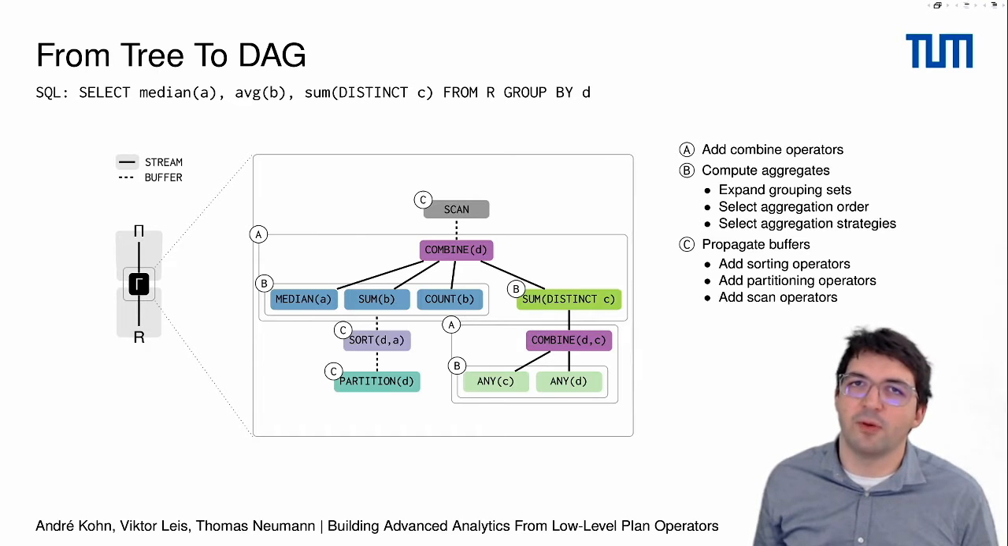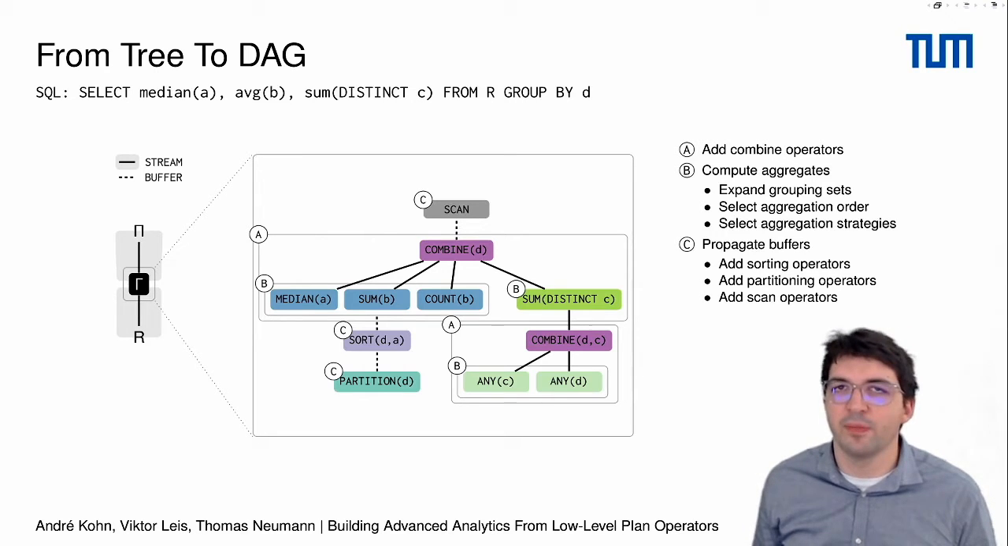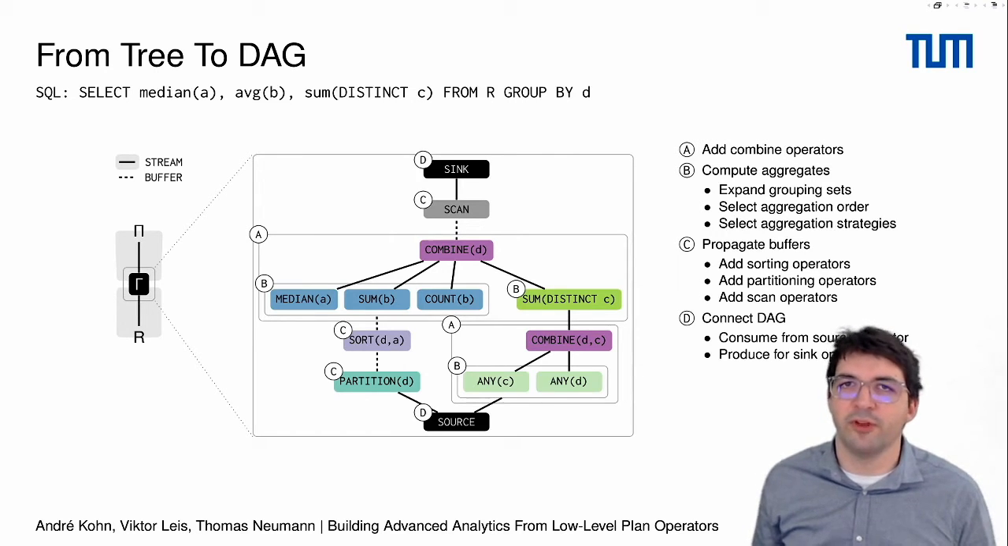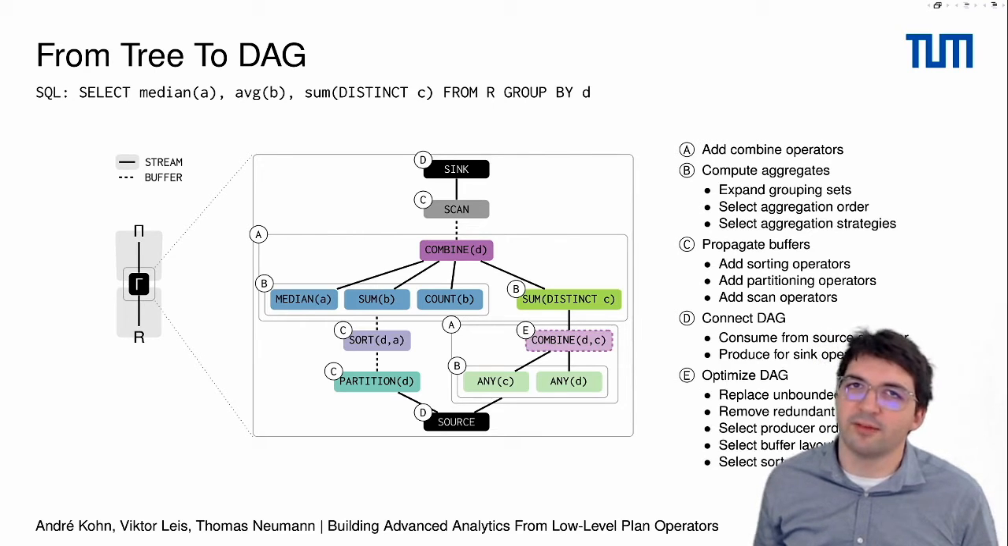Next, we add the required transforming operators such as sort and partition for the ordered aggregation and the explicit scan operator on top. We also introduce virtual source and sink nodes to connect the low-level plan operators to the producer and consumer of the former group by operator. The result is a graph that already computes all the necessary aggregates, but might still do unnecessary work. The combine operator here, for example, is redundant since the input and output of this operator are hash aggregations.